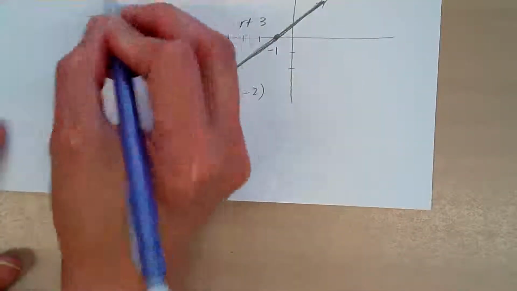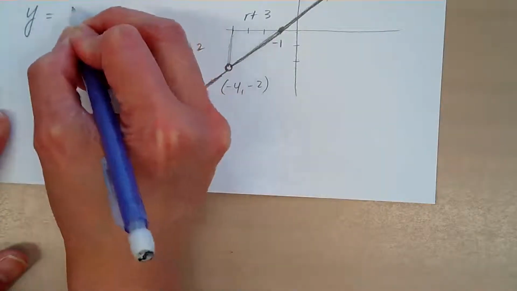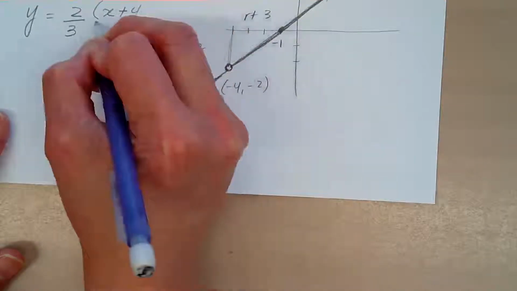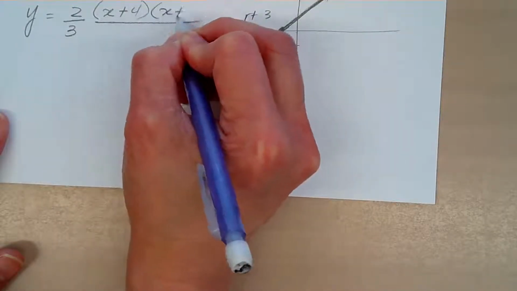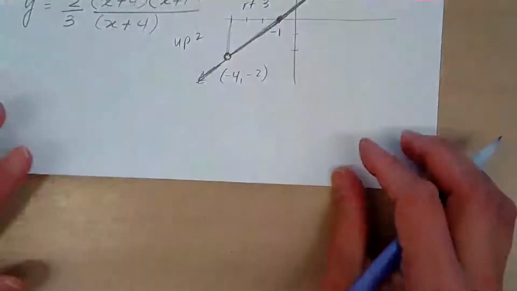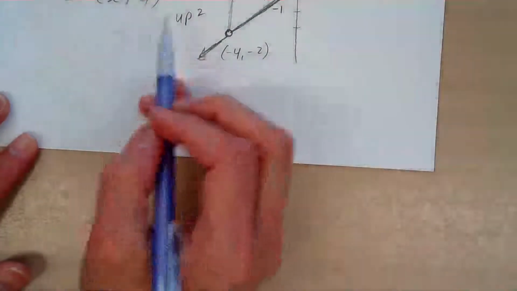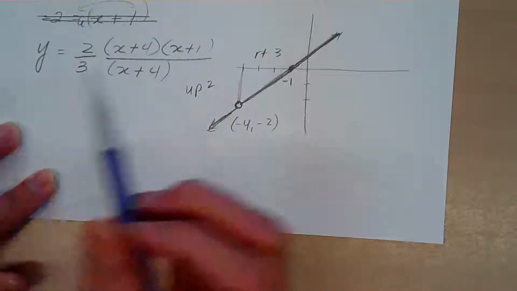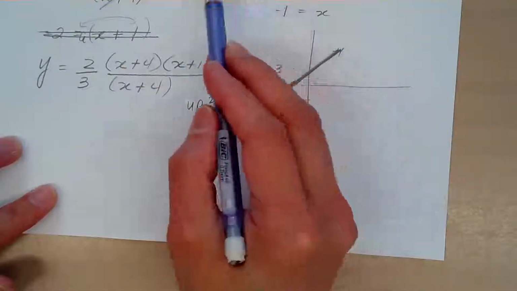Okay, so cross it off. So y equals 2/3 x plus 4, x plus 1, x plus 4, to make it work for this particular hole.